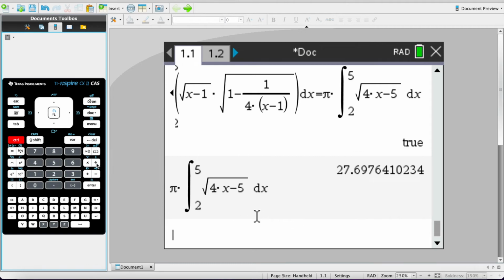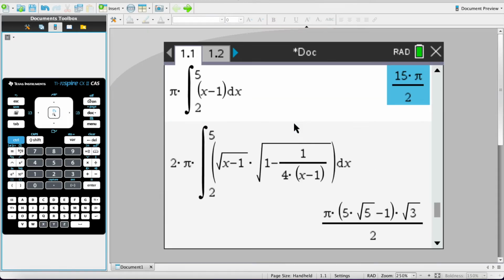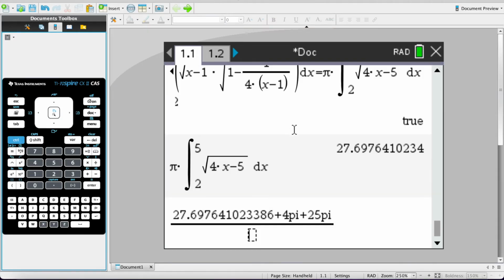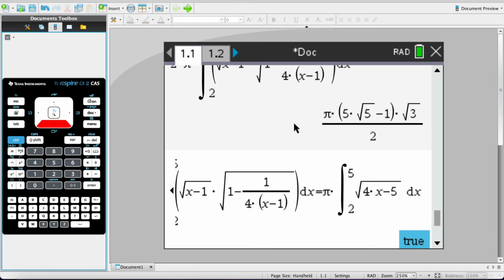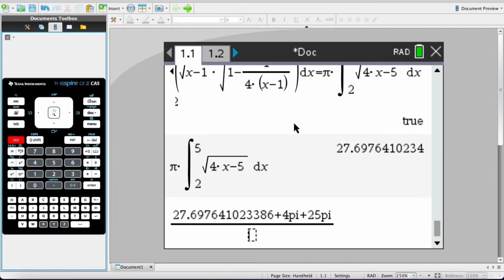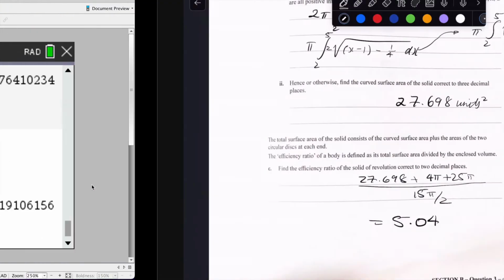Now that is this plus 4 pi plus 25 pi over this. I'll just type it, 15 pi over 2, and that is 5.04. And they only want 2 decimal places.